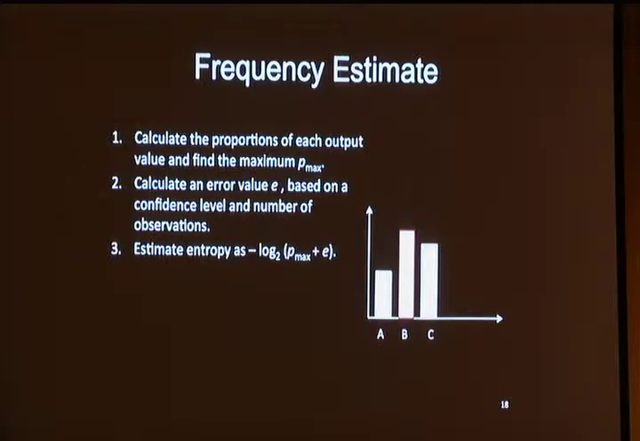Frequency estimate. In the first one, we just take the output, find the most likely value and check its probability, and then we calculate an error value based on our confidence level and the number of observations that we have. Then our entropy estimate is simply the negative logarithm of the P max value that we see, plus an error value.